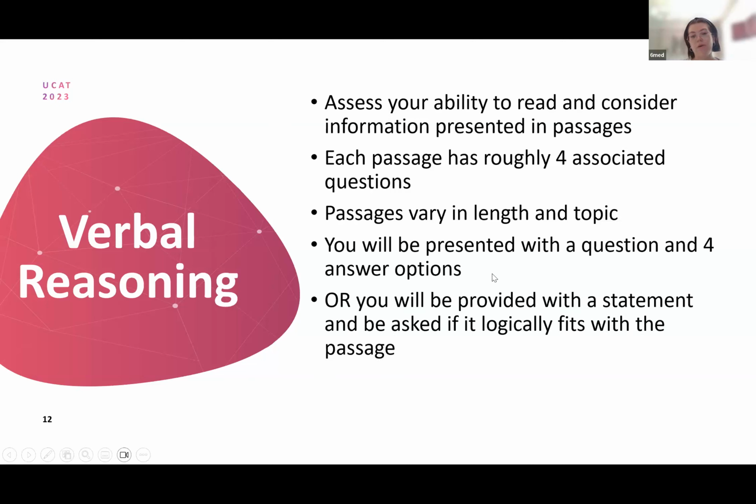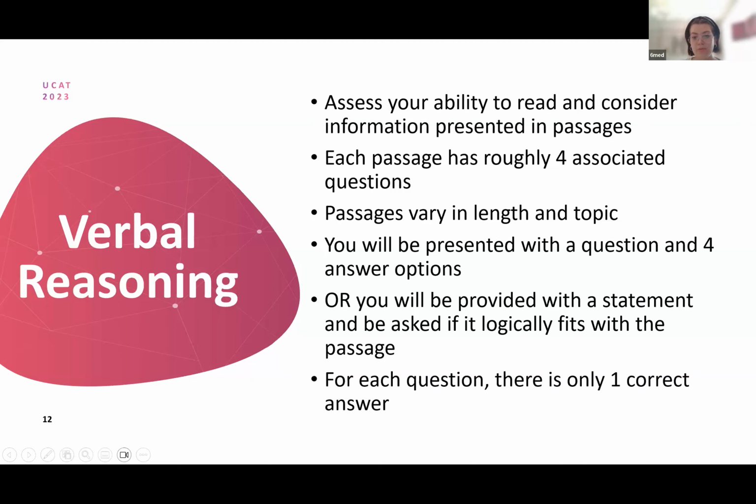So what I've put here is each of the different sections; there are different question types within each. I wouldn't worry too much about the different question types, but just be aware that there will be a slightly different layout for each of the questions. They'll ask you slightly different things. So make sure you read the question and are actually answering what they want you to answer.